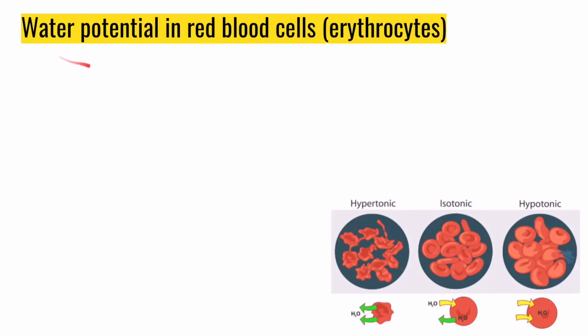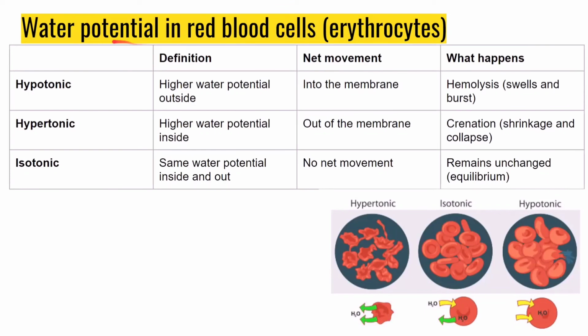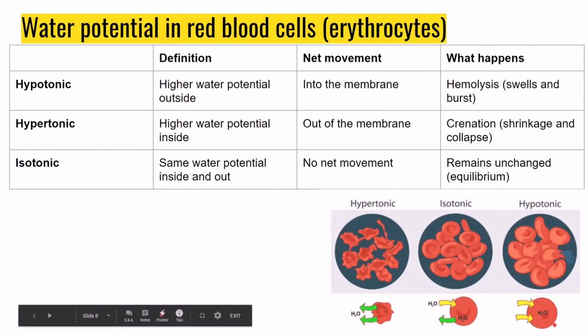And now, water potential in red blood cells. So here's our table again. Hypotonic, when there's a higher water potential outside of the cell, means there's a net movement into the cell. And this leads to the red blood cell undergoing hemolysis, meaning it swells and bursts. As you can see here, if the water moves into the red blood cell and it's a net movement into it, it will swell and burst in hemolysis.